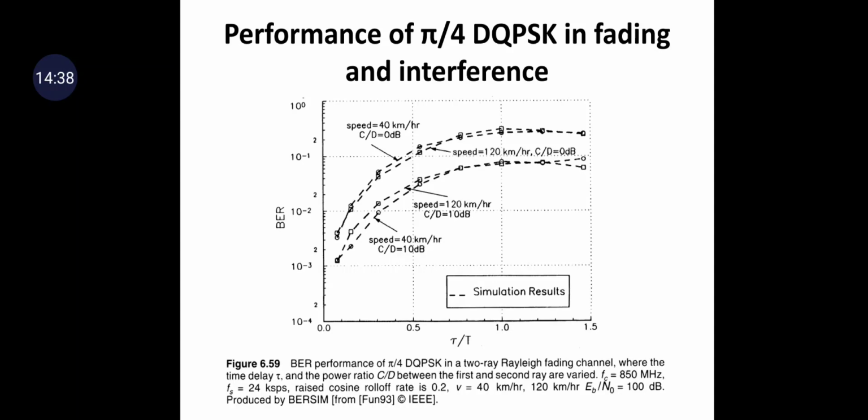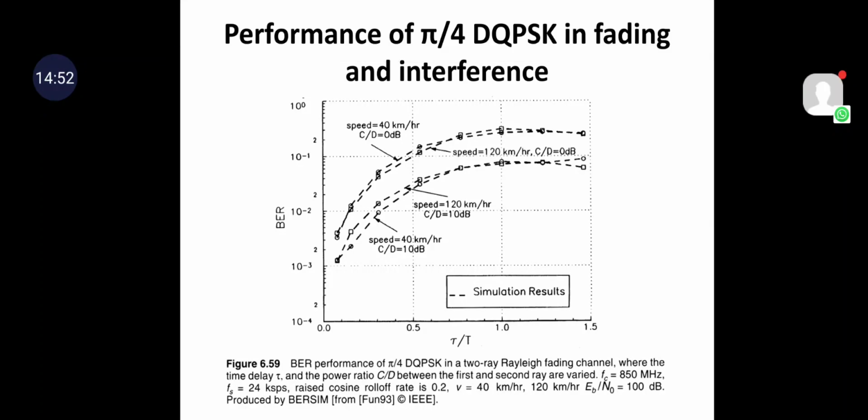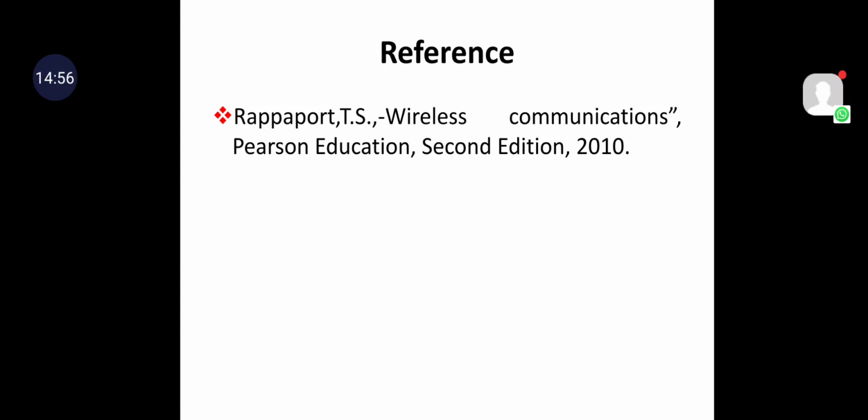This indicates the bit error rate performance of pi by 4 DQPSK in a two-ray Rayleigh fading channel where the time delay rho and the power ratio C by D between the first and the second ray are varied. So this is taken from the textbook Wireless Communication by Rappaport.